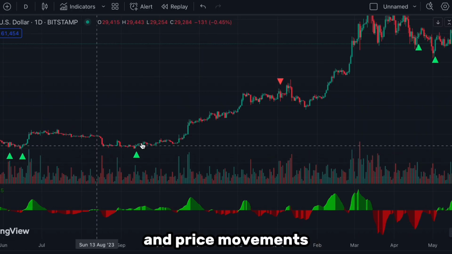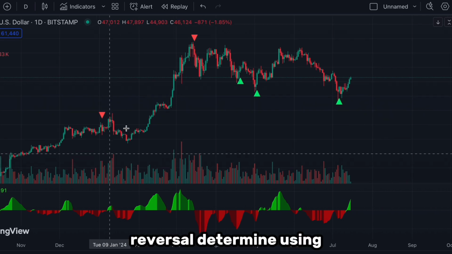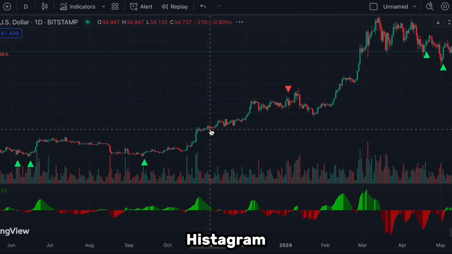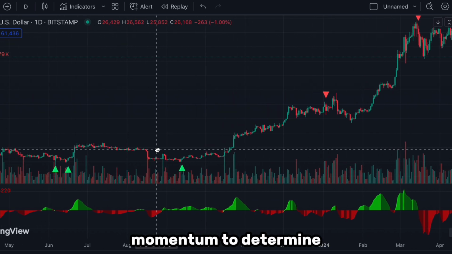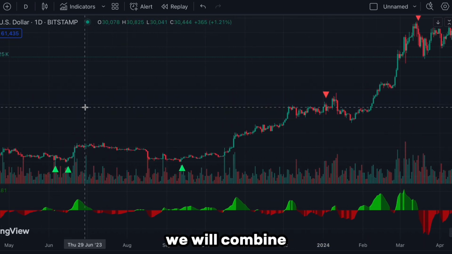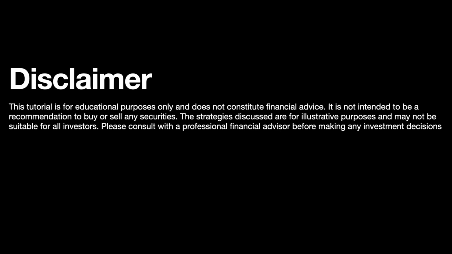price movements. In short, reversal determines using the candlestick pattern, while the MACD histogram uses moving average momentum to determine the trend. In this video, we will combine both of them to find the most suitable trading strategy.